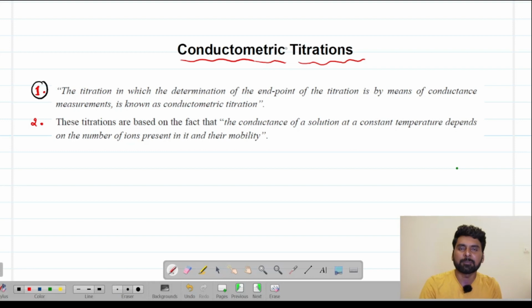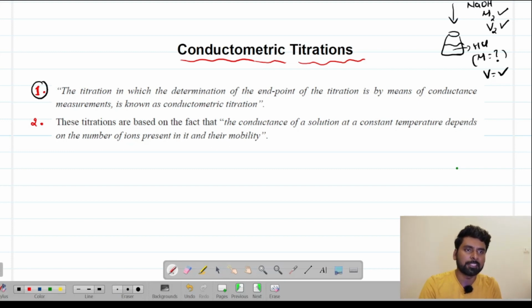In any titration, your aim should be to determine the quantity, the amount of the substance present in a given sample. Suppose there is HCl in a conical flask, and you don't know its concentration, but you know its volume. You are going to titrate it with NaOH taken in a burette. The NaOH molarity you should know, and the volume that you add during titration you should also know.